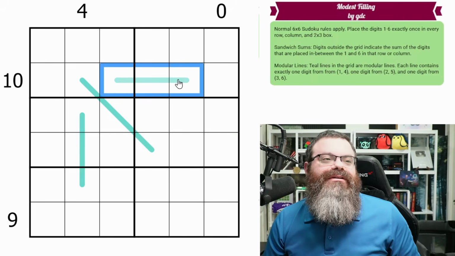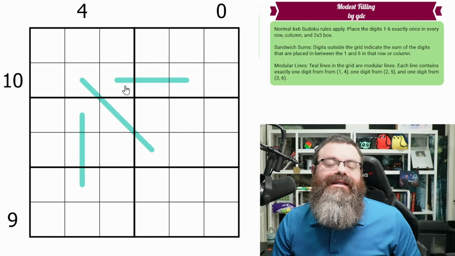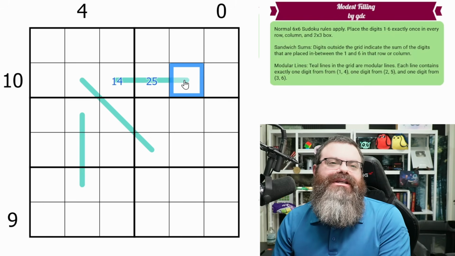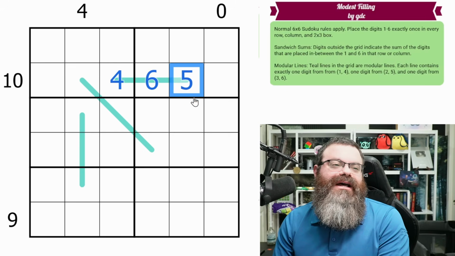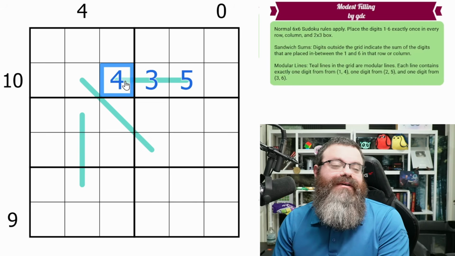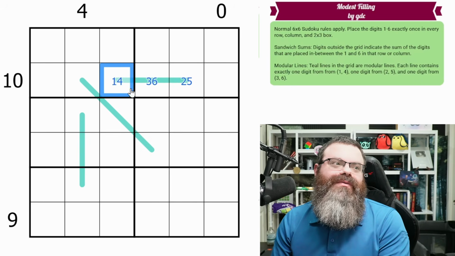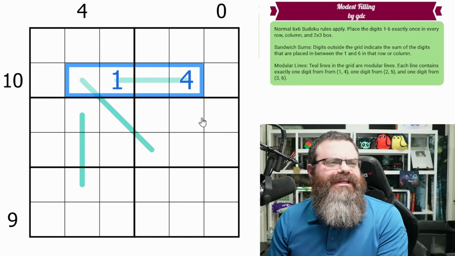All right, we also have these teal lines in the grid. These are modular lines. Each line contains exactly one digit from 1, 4, one digit from 2, 5, and one digit from 3, 6. Now you can pick any order you want, and you can pick any digit from that set of 2. So I could do, say, 4, 6, 5, or I could do 4, 3, 2, or I could do 2, 4, 3, 5. You get the idea. But you have to have one of each. So once I have a 1, I can't also put a 4. That's not allowed because I now have 2 from the 1, 4, and I'm going to be missing one of them from the 2, 5, or 3, 6.